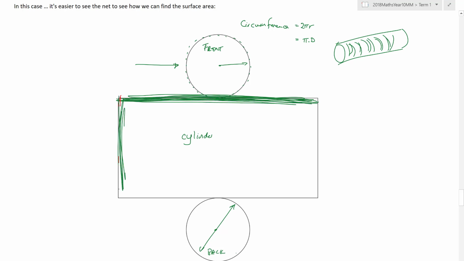But what is this length here? How do I find that? Well, if you look at the fact that one circle's at the front and one circle's at the back, then this length here, that depth, is actually this one here.